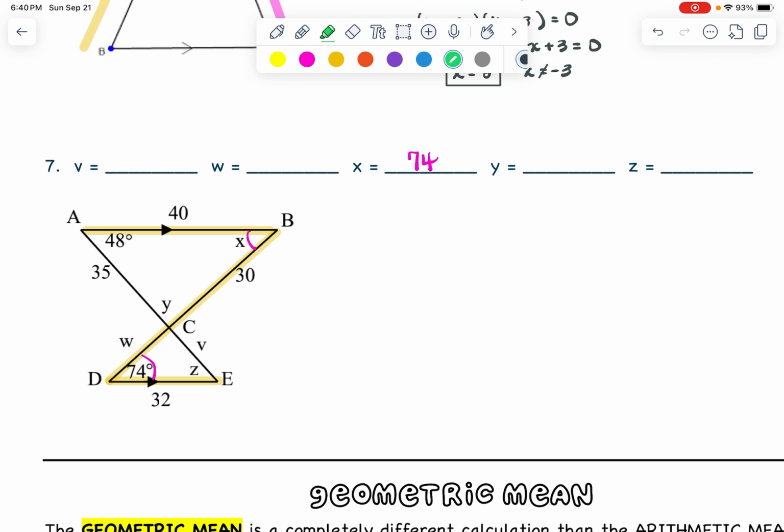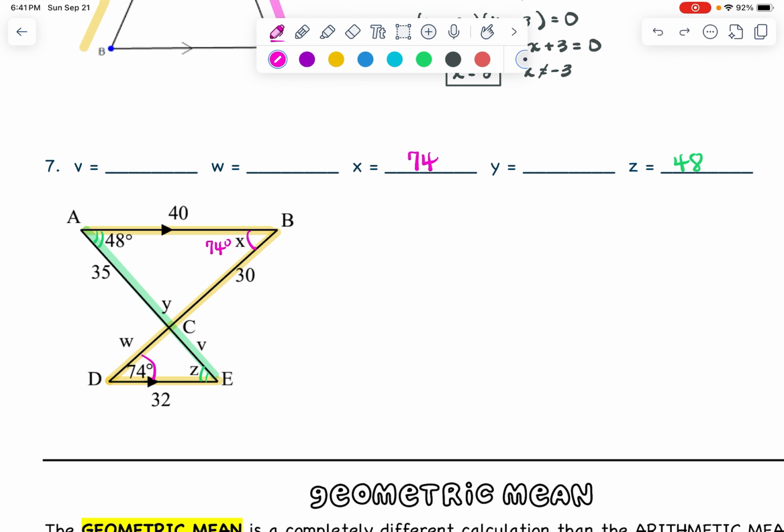I also know that I can use the other transversal, which means that the Z is alternate interior to the 48. And I can solve for Y because I know triangles have to add up to 180. So hold on, let me write this. I'm going to put 74 right here. So I know Y has to be what's left over from the 180 degrees that every triangle has.